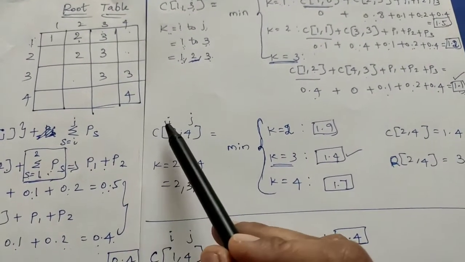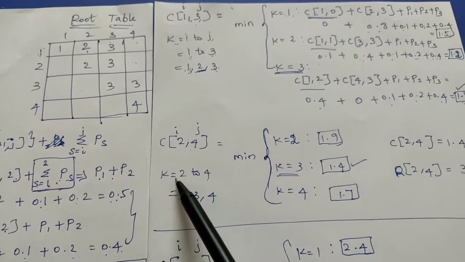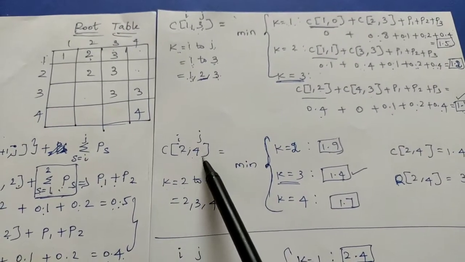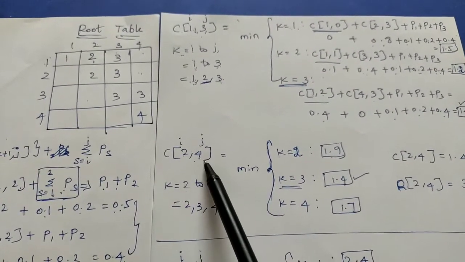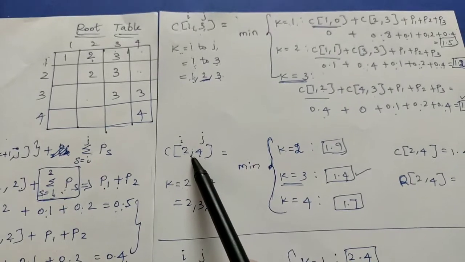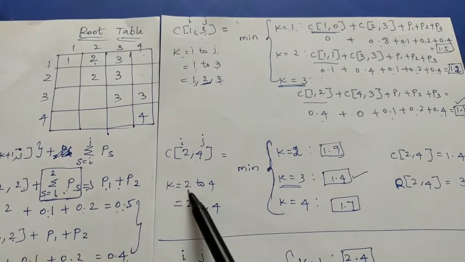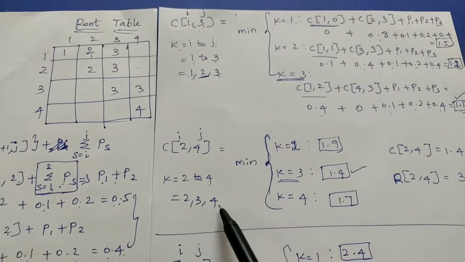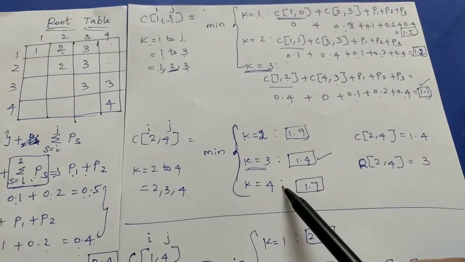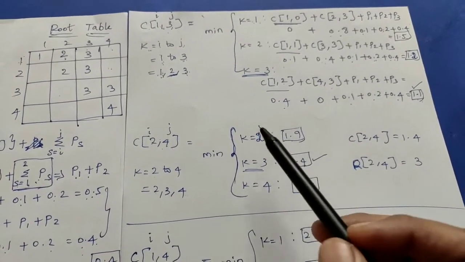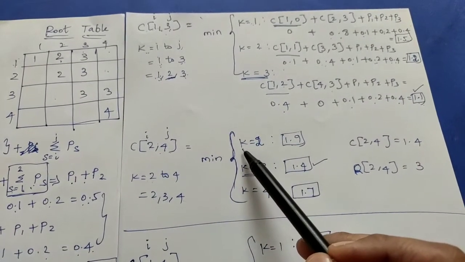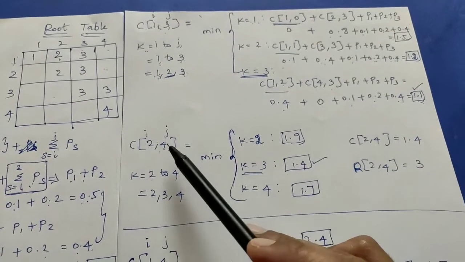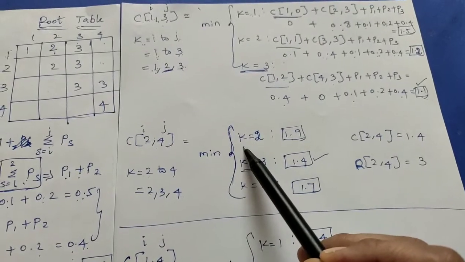The k value ranges from i to j, that is 2 to 4. In between 2 and 4, the number 3 is missing. So 2 to 4 means I have to process the k value as 2, 3, 4. So you will have 3 options for k. Let us find the cost of 2 comma 4 when k is 2.